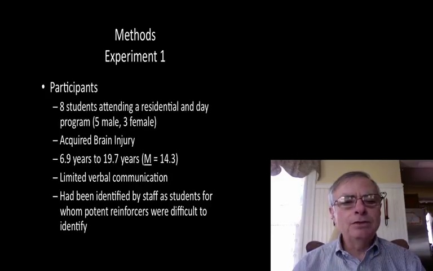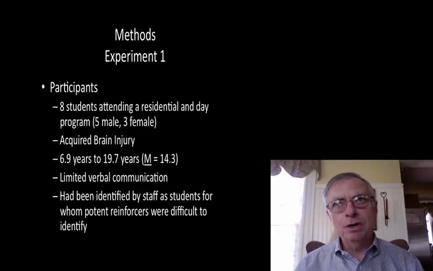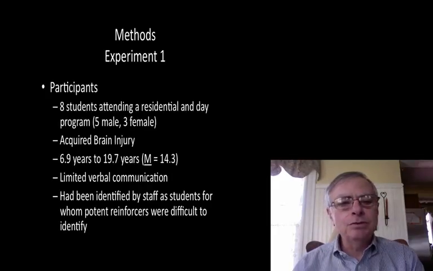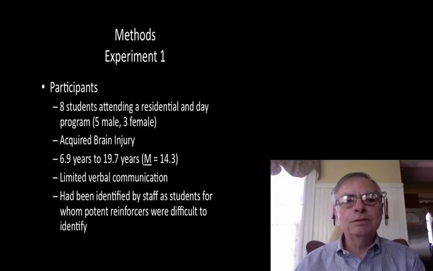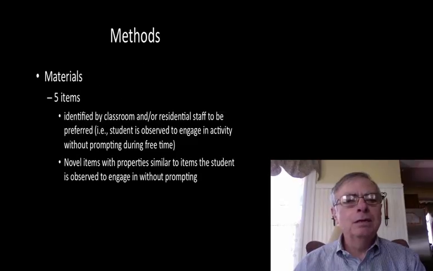The age ranged between 7 and 20 years of age. The average was 14 years. They had very limited verbal communication, so right off the bat, this eliminates the ability to do some sort of survey or questionnaire with these individuals, because they really didn't have good verbal skills. And they'd been identified by staff as students for whom potent reinforcers were difficult to identify. Of course, everybody says that about every one of their students, or they complain that reinforcers change from day to day or minute to minute.